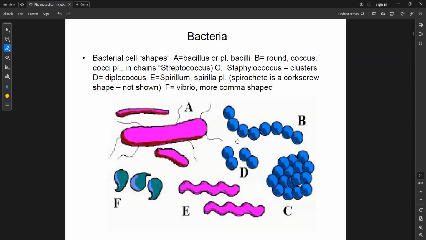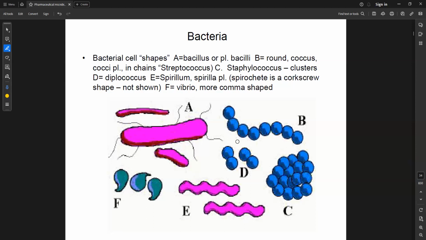Then there's a staphylococcus, which is round-shaped but occurs in clusters. Then we have the diplococcus, which are round-shaped but always appear as two bacteria clustered together. Then we have the spirilla, which is a corkscrew shape. I know some of you may have indulged in wine drinking. If you end up taking expensive wine, you can't just pull the cork out, you have to use a corkscrew. So the corkscrew shape is what is also defined as spirochete in bacteria.